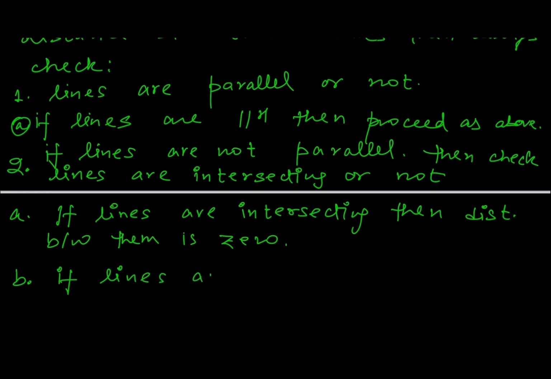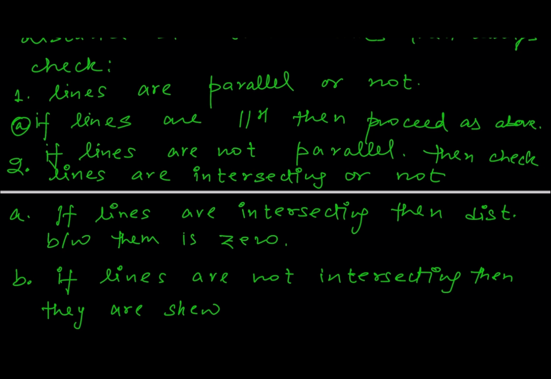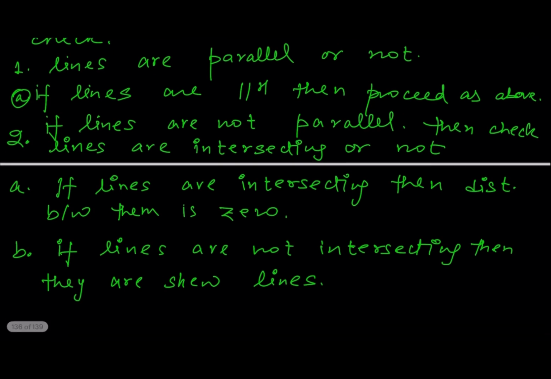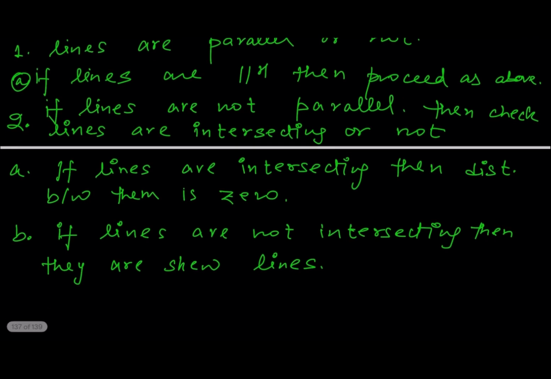they are skew lines. Skew lines are the lines which are neither intersecting nor parallel. So the next question will be, if lines are skew lines, then how can we find the distance between them? So we will learn this concept in the next class.